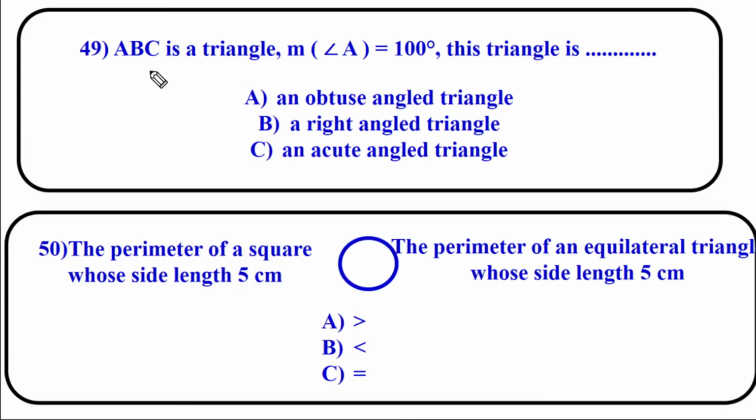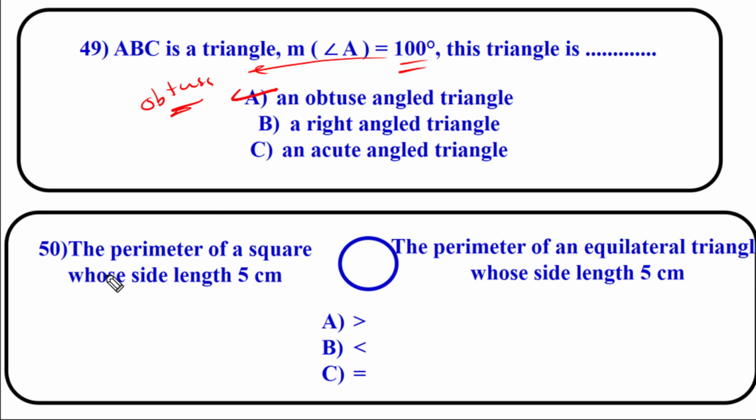Number 49, ABC is a triangle. Measure of A equals 100 degrees. So this triangle is what, guys? Keep your eye on this angle, which is A, equals 100 degrees. So it's an obtuse angle. Now this triangle is what, guys? It is an obtuse angled triangle. So the correct answer is A.